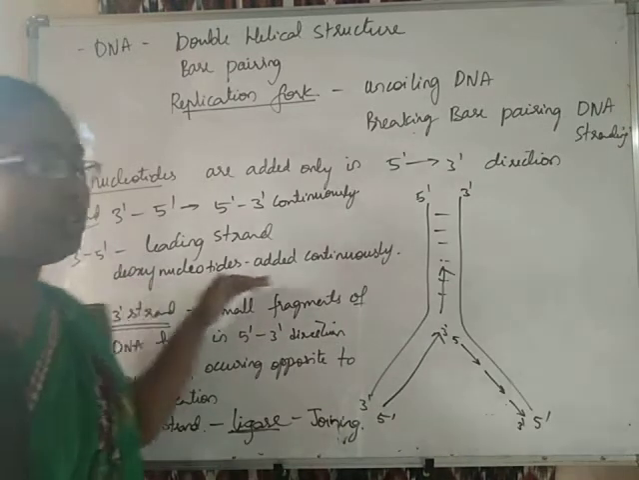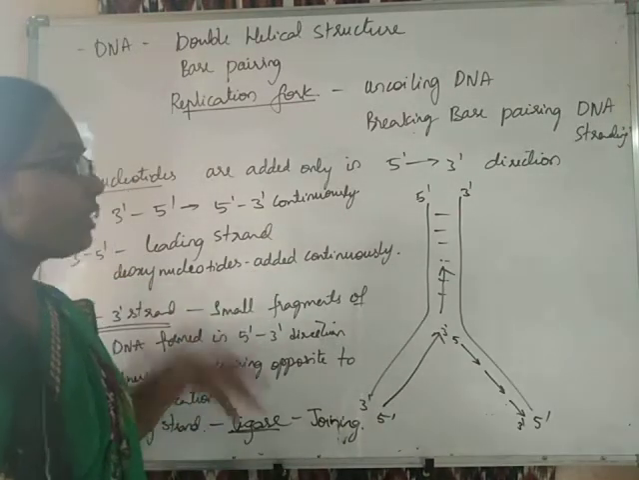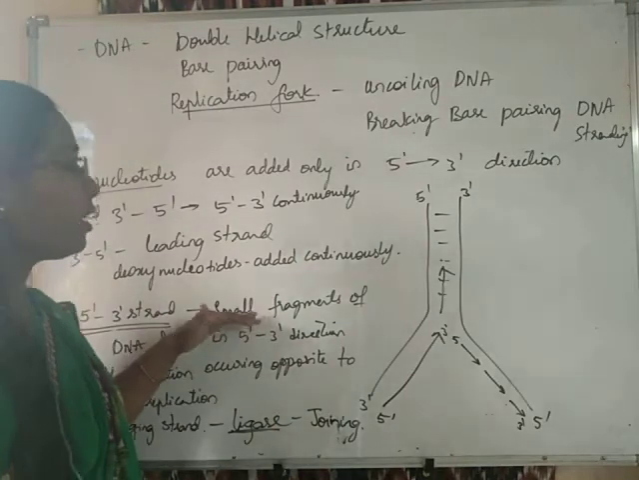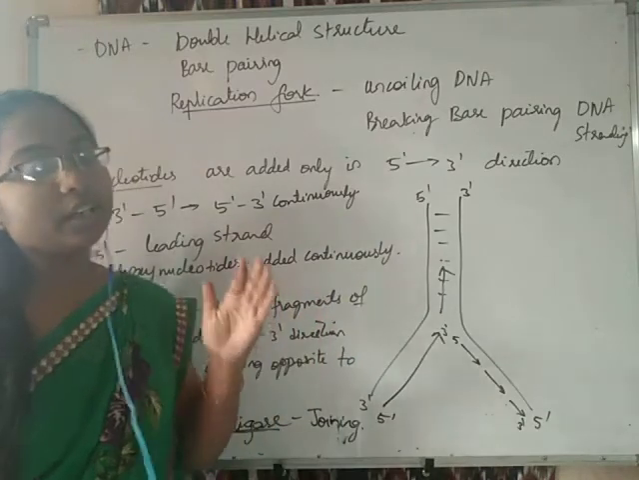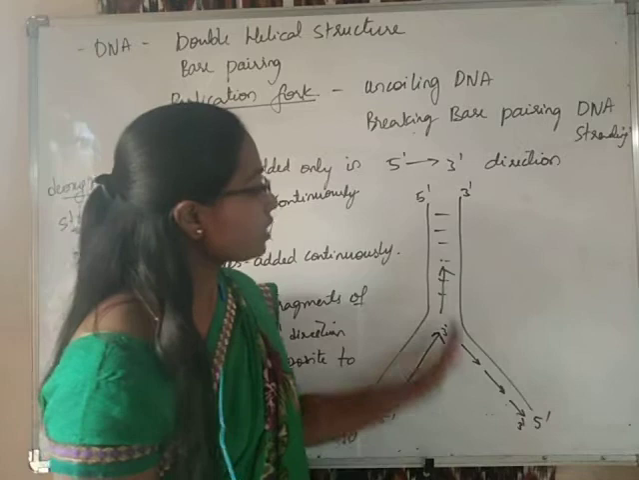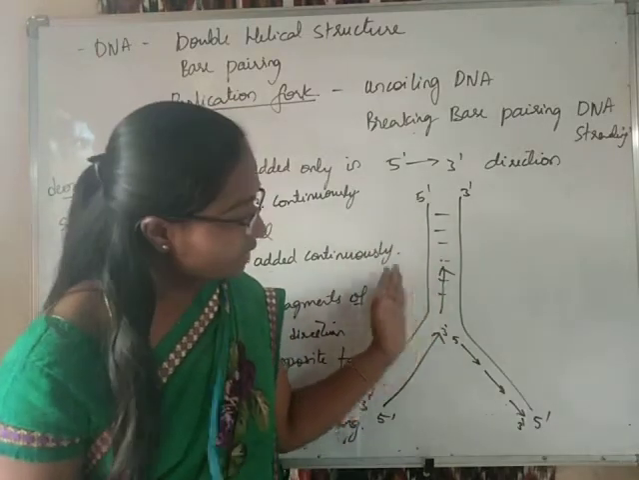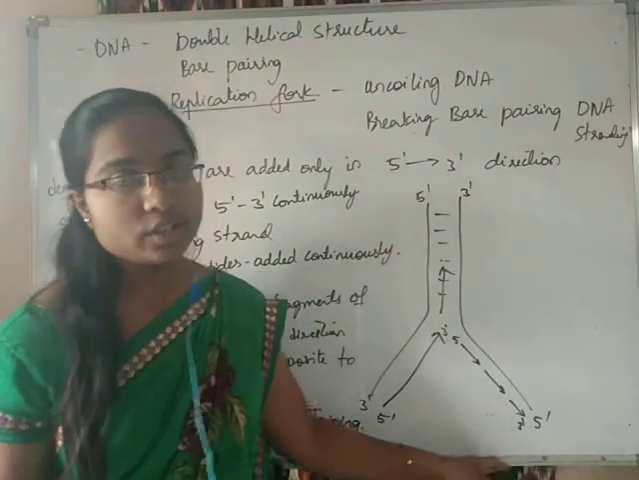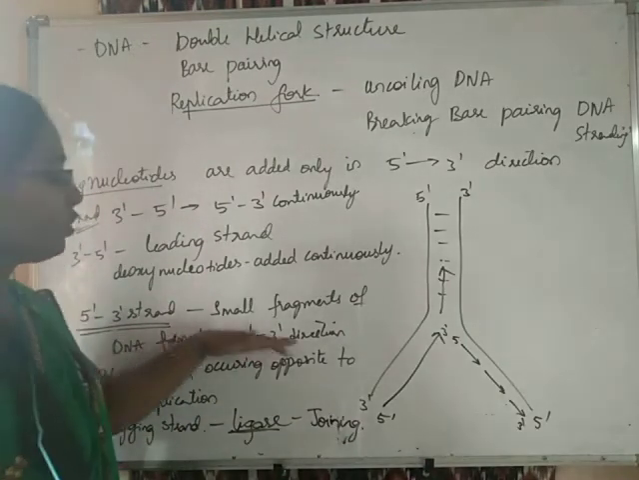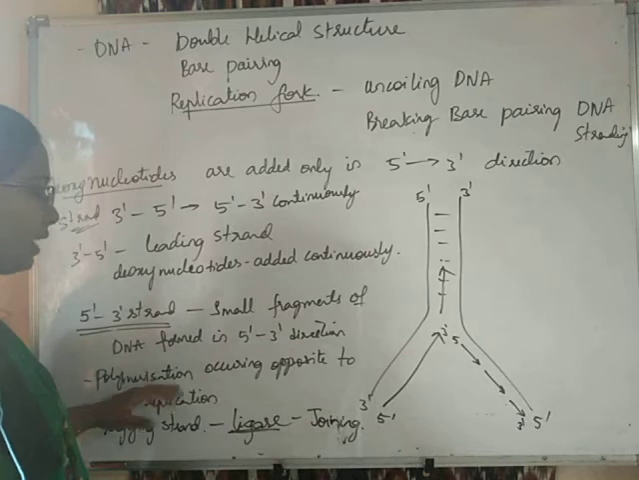Deoxynucleotides are added continuously to this strand. If you take the other strand, which is in the 5 to 3 direction, replication is occurring in the opposite direction to the replication fork. The replication fork is going up, and the adding of nucleotides is in the downward direction. Because of that, small fragments of DNA are formed in the 5 to 3 direction, because polymerization is occurring opposite to the replication fork.